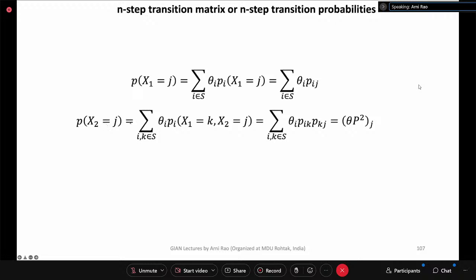Similarly, x2 equal to j, which we just heard for x1, means initially start from i to k, that means i to k, k to j. So that is p i to k, k to j. Then that is theta P square. Just a notation. I'm telling you why I showed this: even after the coursework, you may encounter it in any book. So nothing to get worried about.